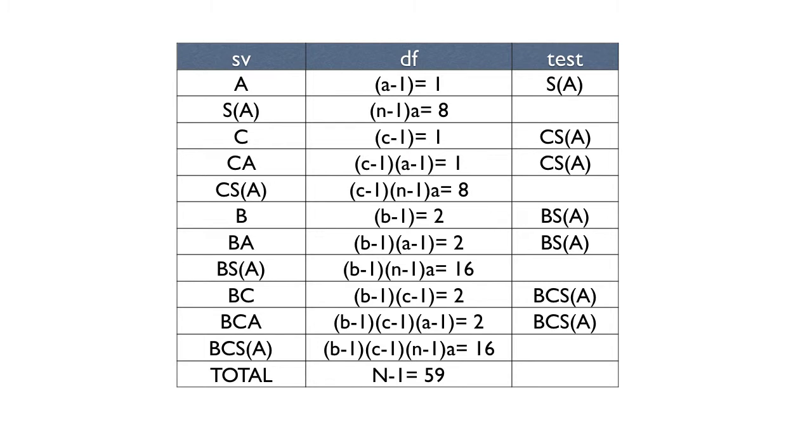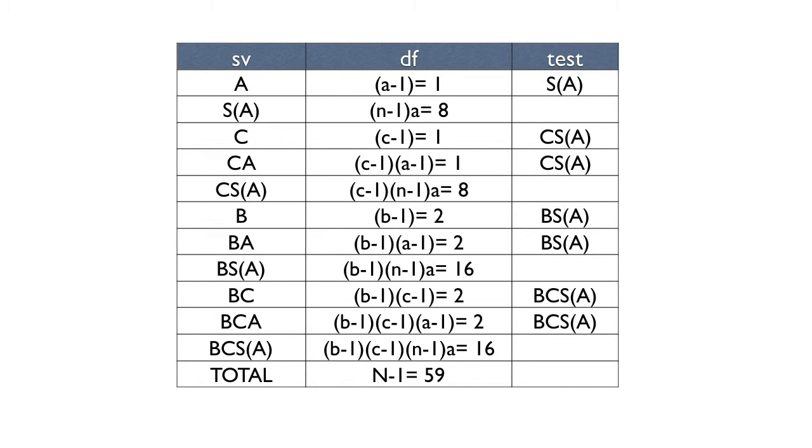Okay. Well, let's do C next. Maybe you would have chosen B. It wouldn't make a difference. They're both within. C. C by A. C by S within A. You can't do C by C, so you stop. B. B by A. B by S within A. B by C. B by C by A. B by C by S within A. Done.